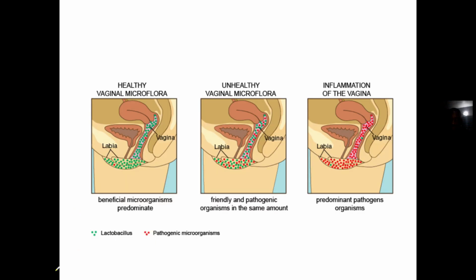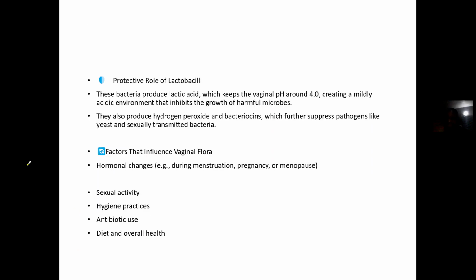Okay, so what is their protective role? How do they actually protect the vagina? They keep the pH, that's the acid-base composition, around 4. That means it is acidic. They also produce hydrogen peroxide and bacteriocins, which suppress pathogens like yeast. And sometimes not every sexually transmitted infection will even show up, that's if your immune system and the flora are intact.